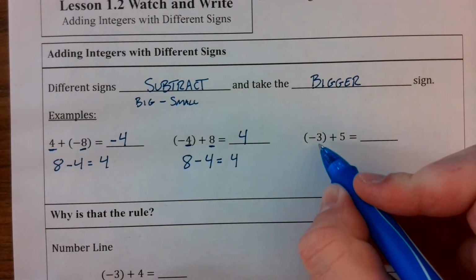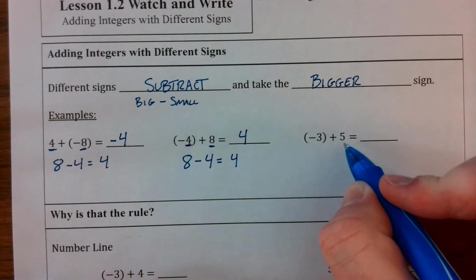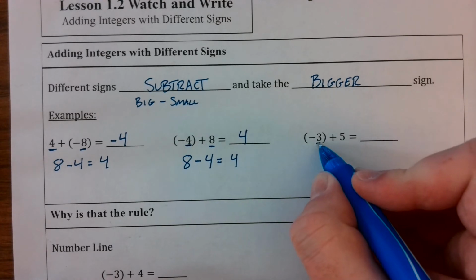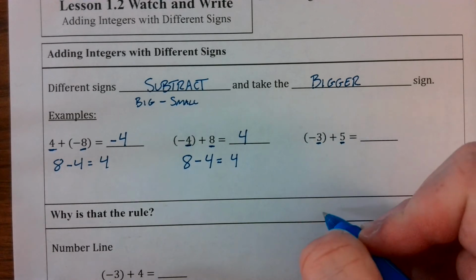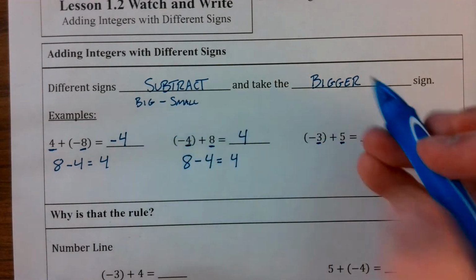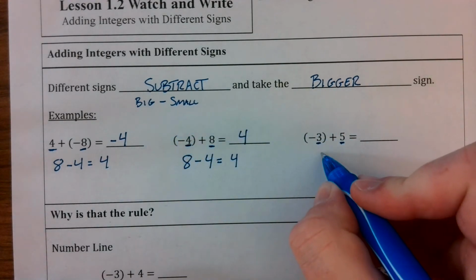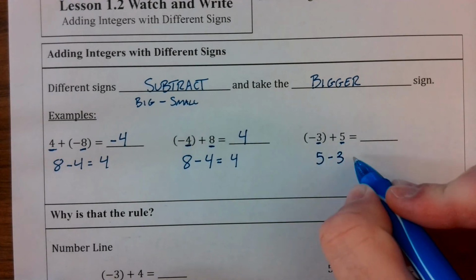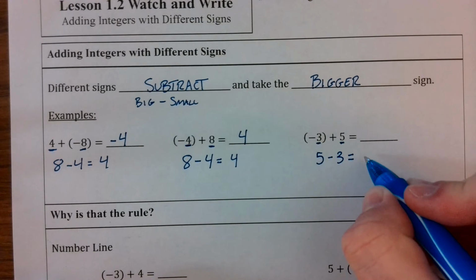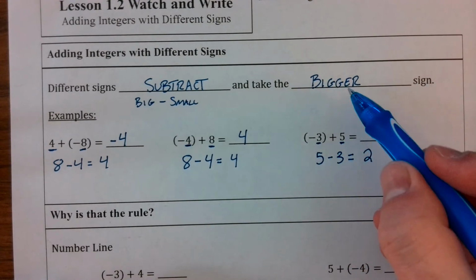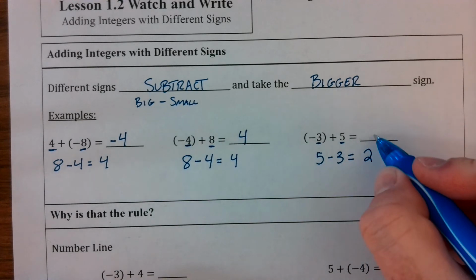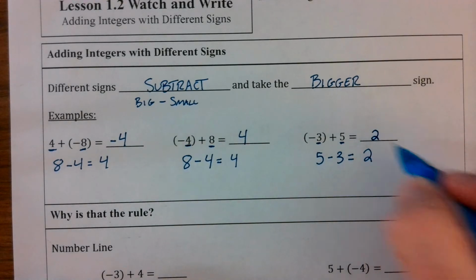Our last example, we have negative 3 plus positive 5. We look at our absolute value, we have 3 and we have 5. Big minus small, 5 is bigger than 3, so we're going to do 5 minus 3, which gives us 2, and then we take the bigger sign. 5 is bigger than 3 and 5 is positive, which means our answer is positive 2.